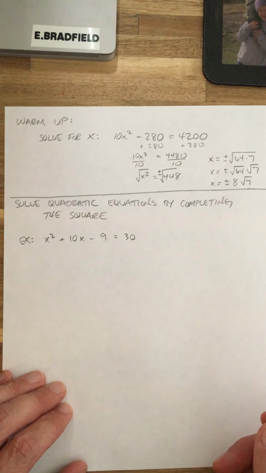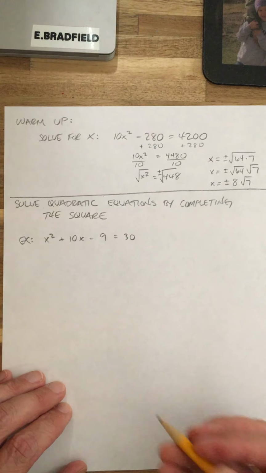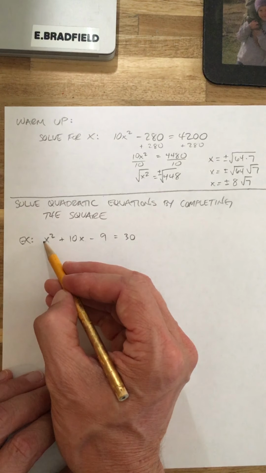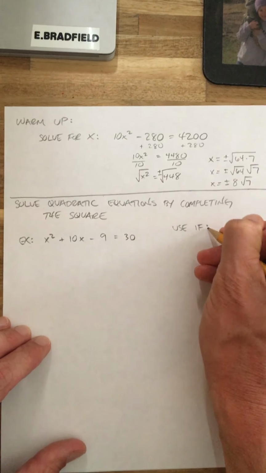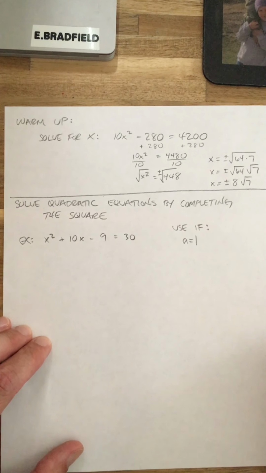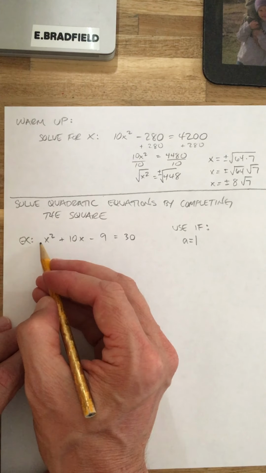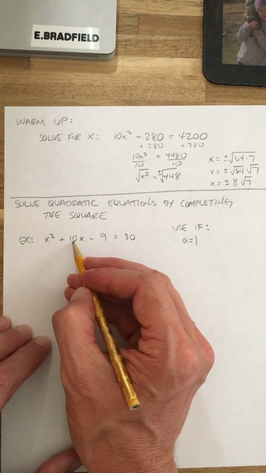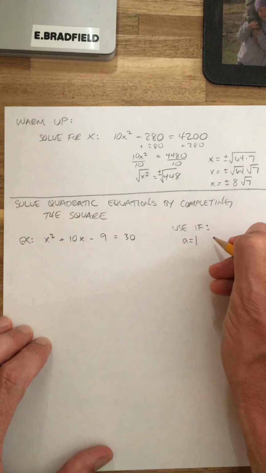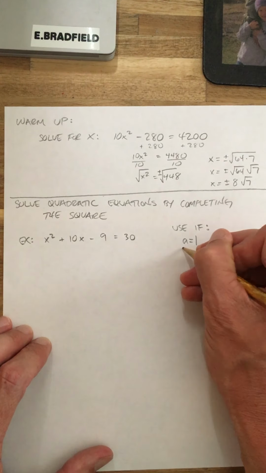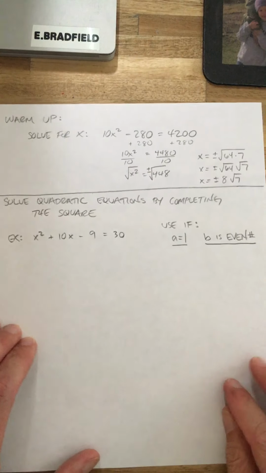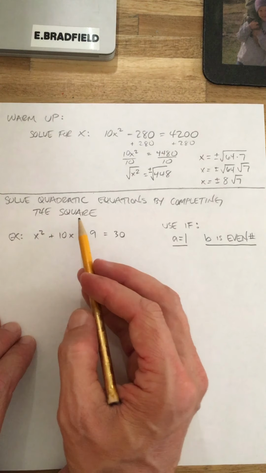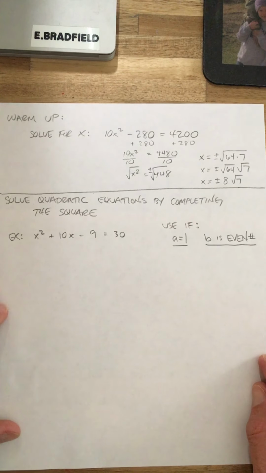So here's what you're going to look for. When you are deciding whether or not you want to complete the square, you're going to look to see if the A term is 1. A is 1, it's 1x squared, and B is 10, which is an even number. So we're going to use the technique of completing the square if A is 1 and B is even. And this is how you do it.